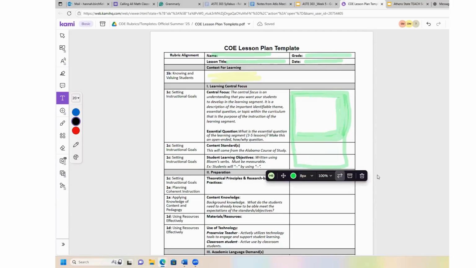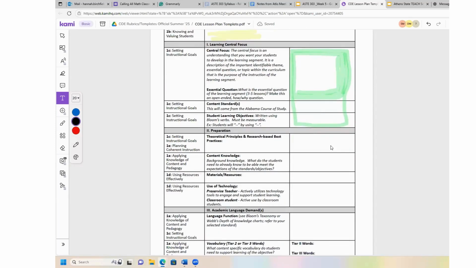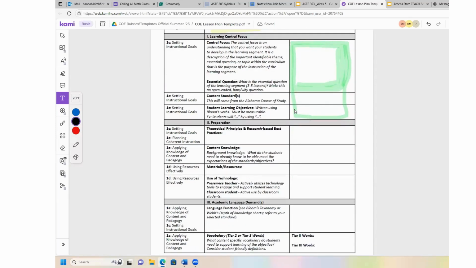Again, I cannot tell you what to write because I want to see if you know what to write. But if I were doing two-step equations, I would say students will be able to identify the variable, or maybe let's say students will be able to isolate the variable and solve a two-step equation using the 4 operations: addition, subtraction, multiplication, division.